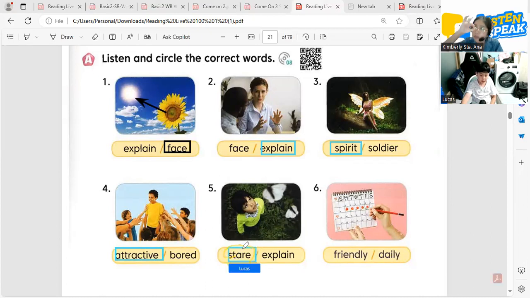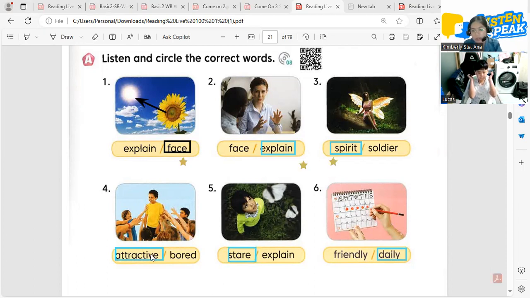It's stare or to look. Stare. Like this boy. This boy stares at the butterflies. Stares. How about number six? Number six is daily. When you say daily, you do it on Monday, Tuesday, Wednesday, Thursday, Friday, and Saturday. Yes, you do it every day. It's daily. Now you've got all of the correct answers, and that's so nice.